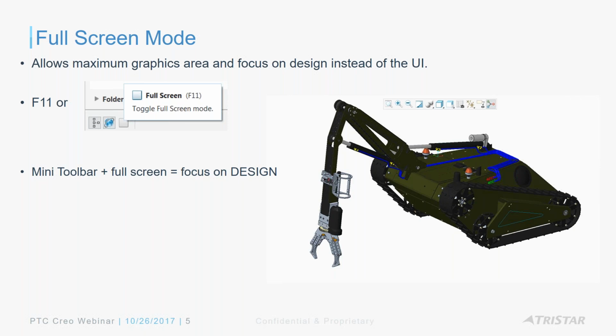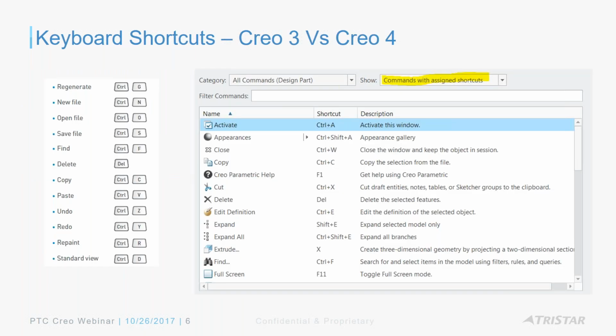The full screen mode is kind of what I would suggest using when you use Creo 4.0, wherein the mini toolbar essentially helps you do design faster, right, rather than searching for the commands. The number of keyboard shortcuts, many of you may be using Mac keys, but Creo 4 has a lot of built-in keyboard shortcuts. So it has a list, as you can see in the screenshot, with the commands with assigned shortcuts, it's already built into the system.